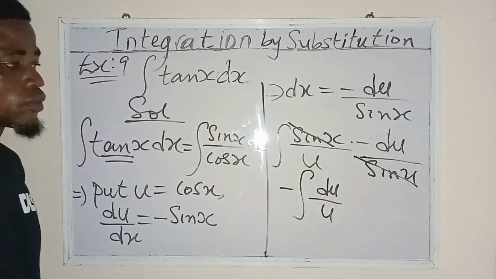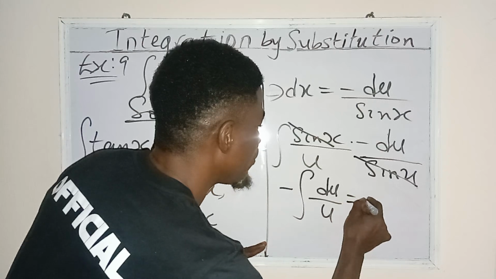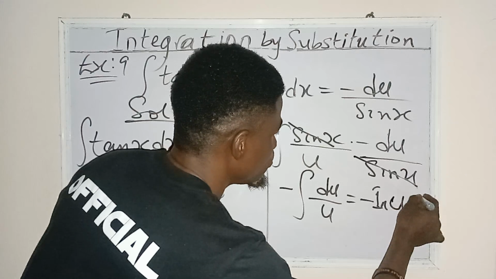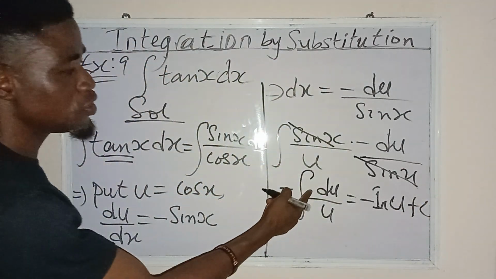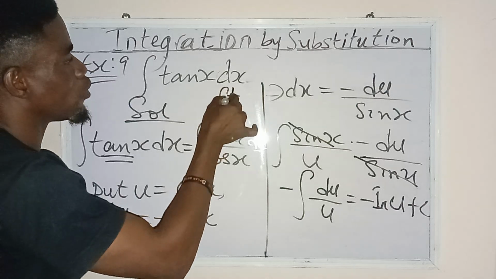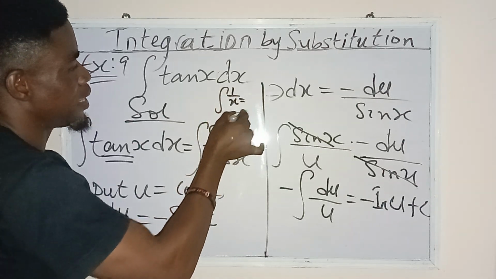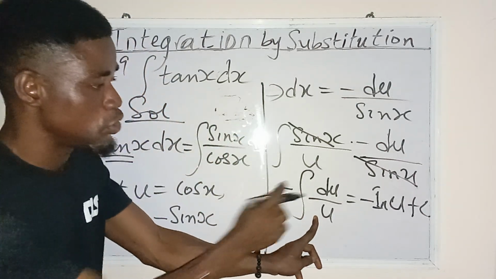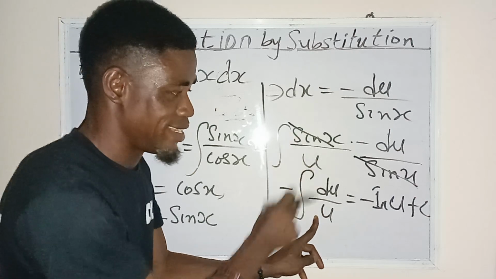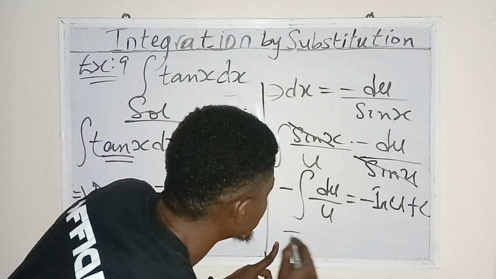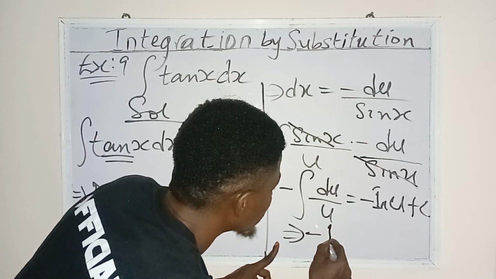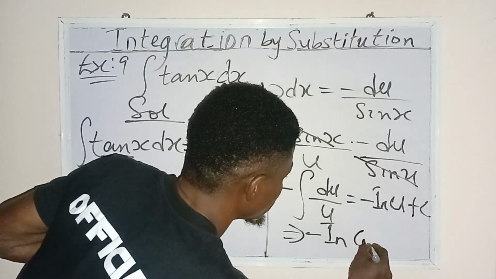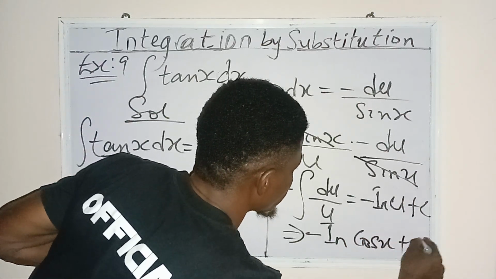Now when you integrate this, we have minus ln u, then plus c. That is, when you integrate 1 over x, it will give you ln x plus c. So the same thing with du over u, it will give you ln u plus c. And what is your u? We said u is cos x, then plus c.